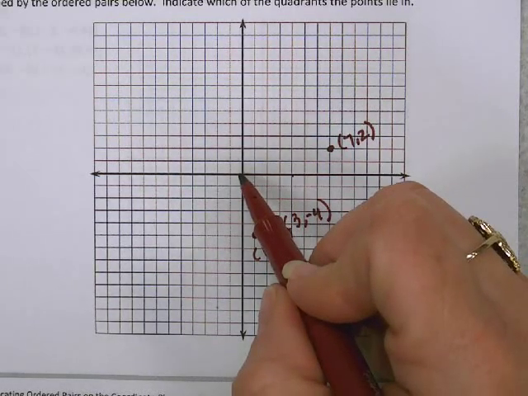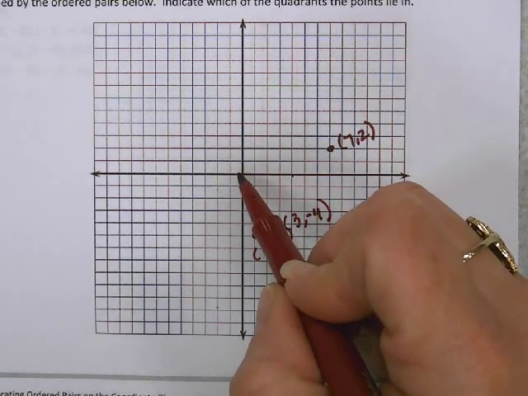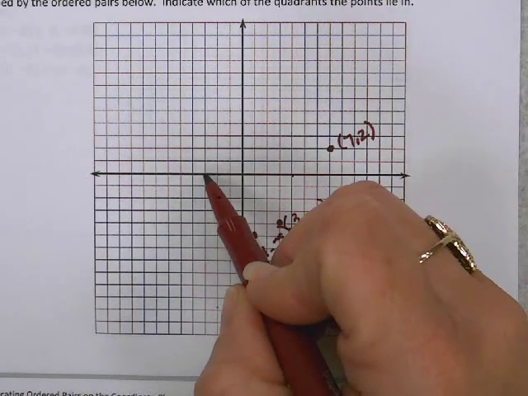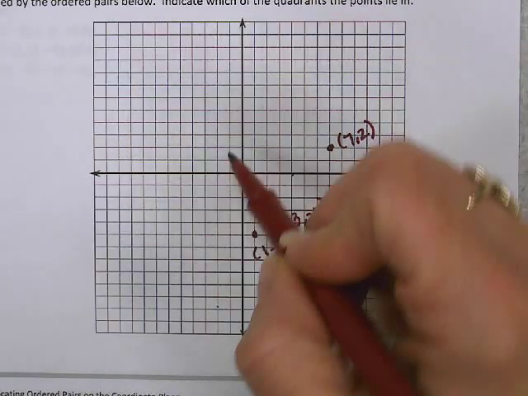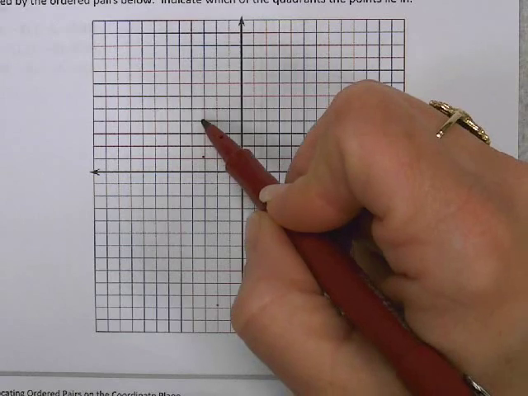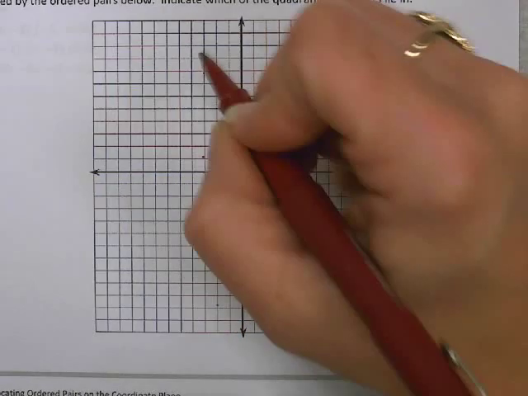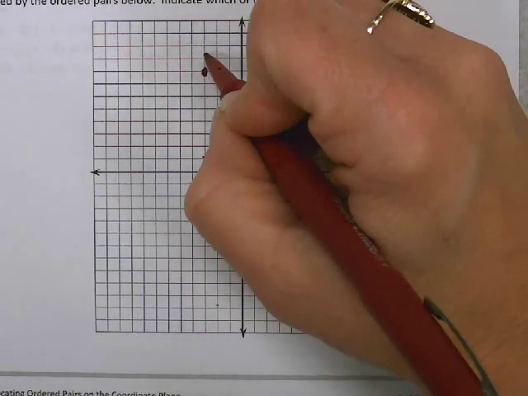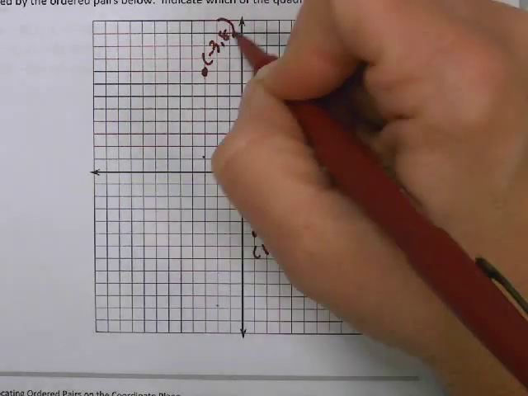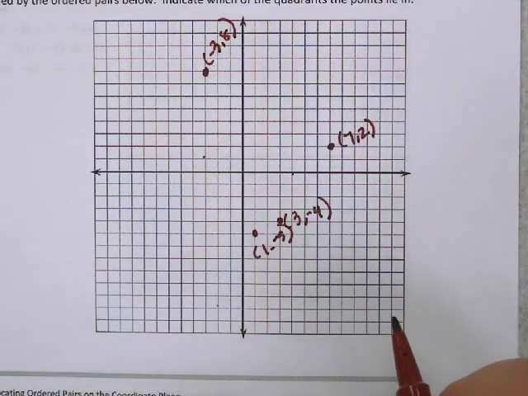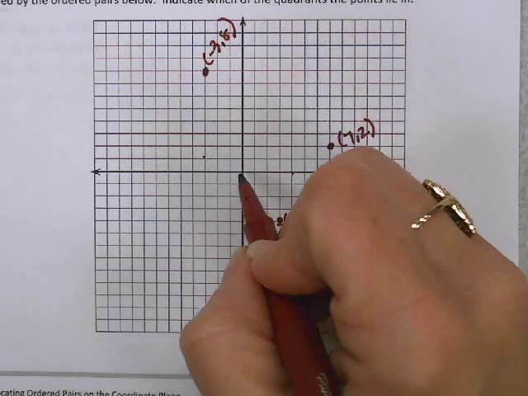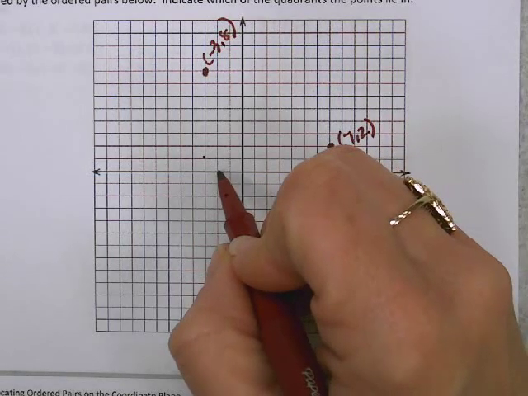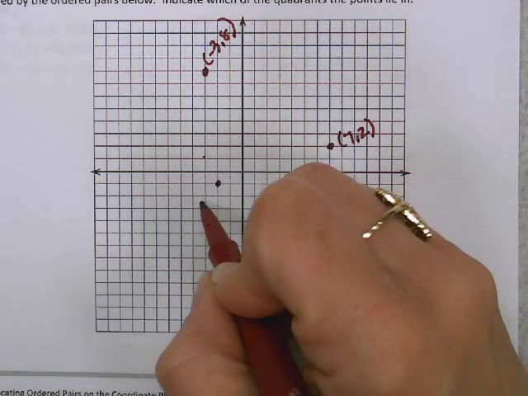Again, I come back to my origin, and my x coordinate is that negative number. So I'm going to go negative 1, negative 2, negative 3, and then up 8. So 1, 2, 3, 4, 5, 6, 7, 8. I put my point, negative 3, 8. And then negative 2, negative 1 is our last point. So I know I'm going to go negative 1, negative 2, and negative 1.